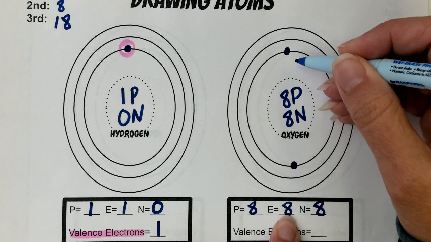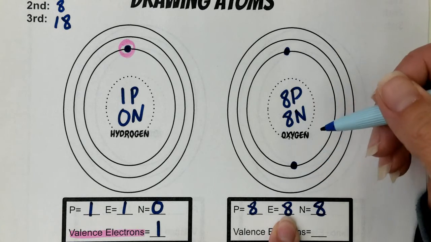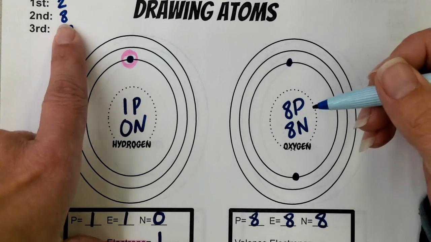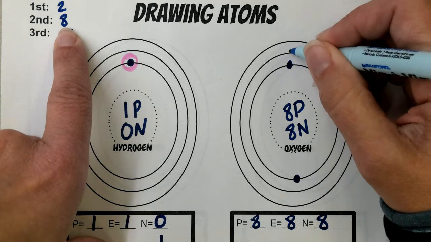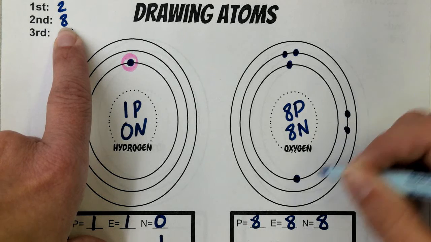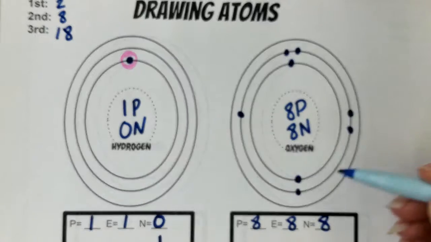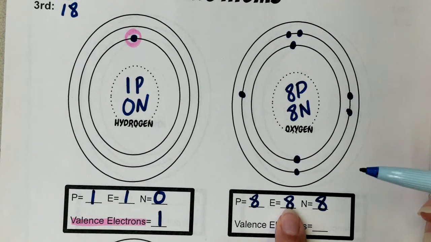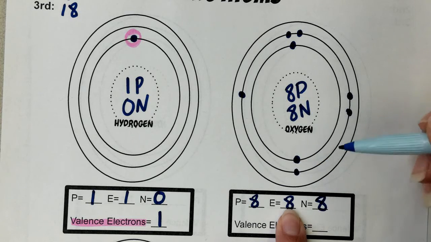So only 2 can fit in the first energy level. So 8 minus 2 would be 6. So we have 6 more. Can those 6 fit in the second energy level? Yes. So we'll go ahead and draw them. 1, 2, 3, 4, 5, 6. So now altogether we have 8 electrons for our oxygen atom. So we have 2 in the first energy level and 6 in the second. 6 plus 2 gives you 8.